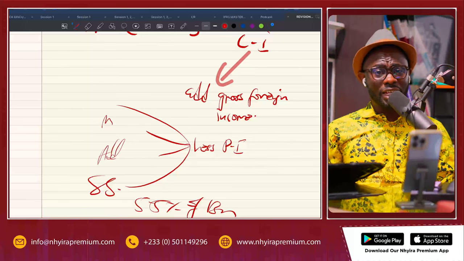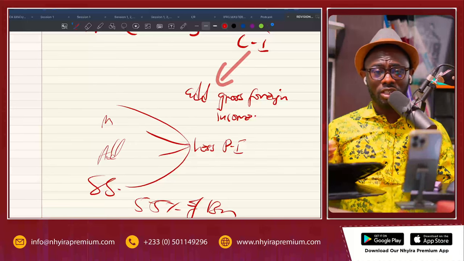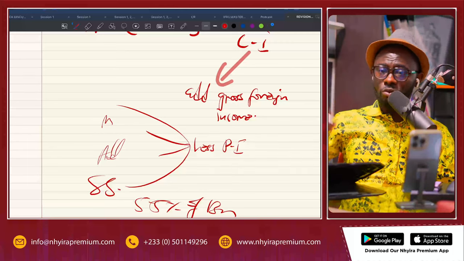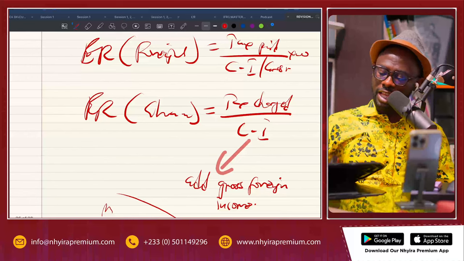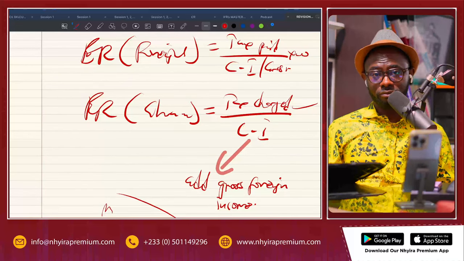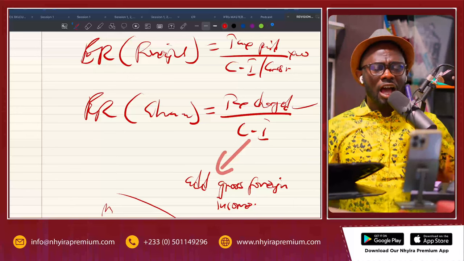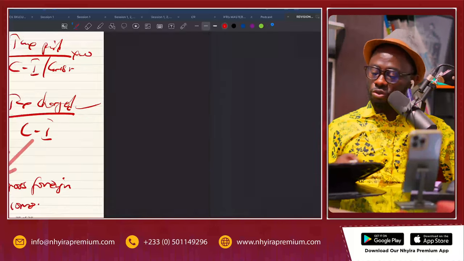Then we apply the individual graduated tax rate or the tax schedule. It will be given to you in the exam hall. Then you work it out. That is how you get the tax charge in Ghana, divided by your chargeable income times 100. After that, you have to compare the two rates.